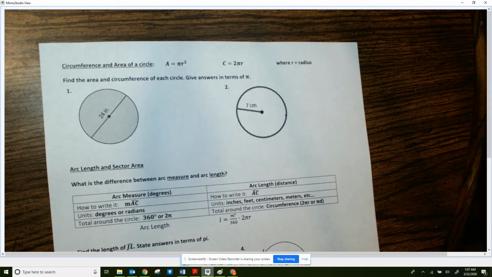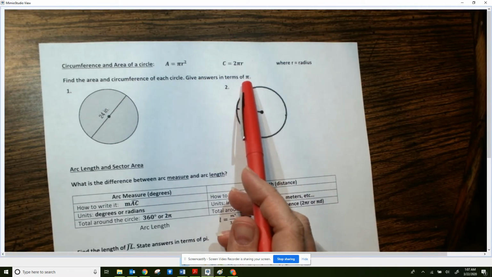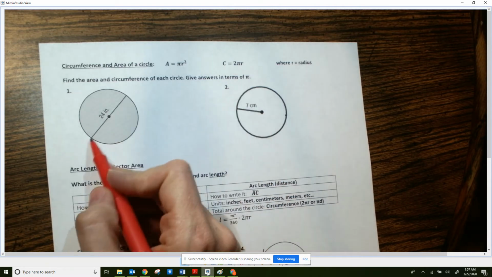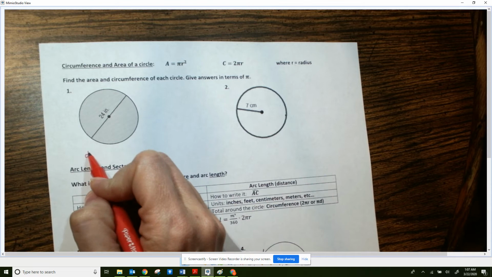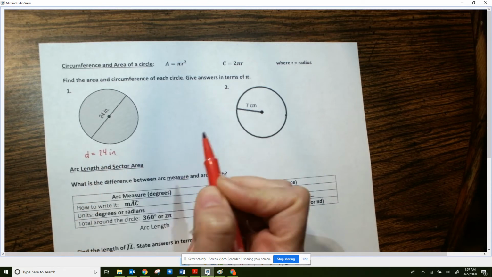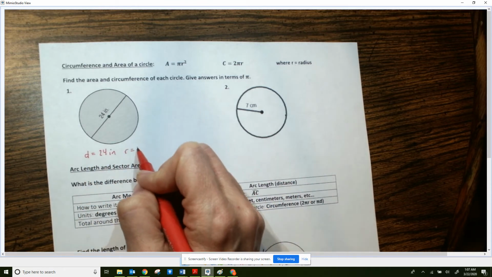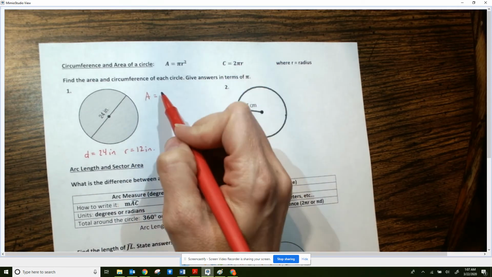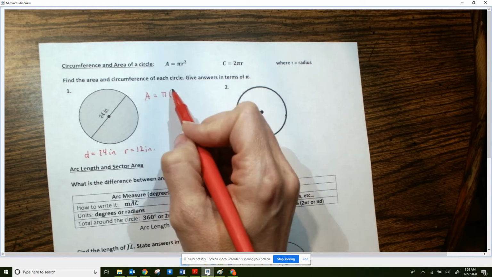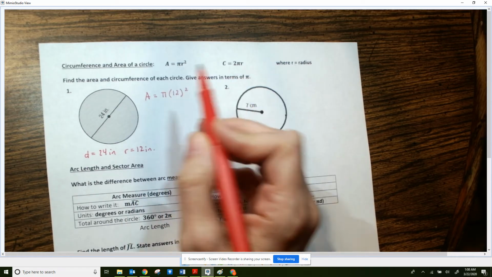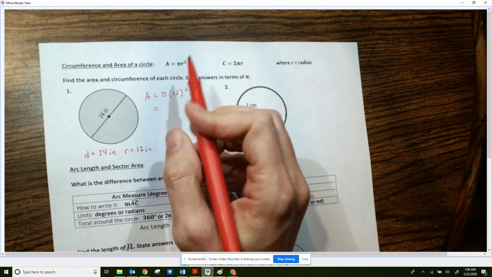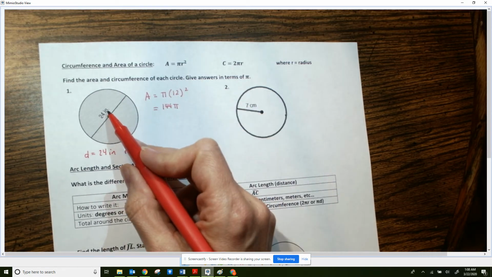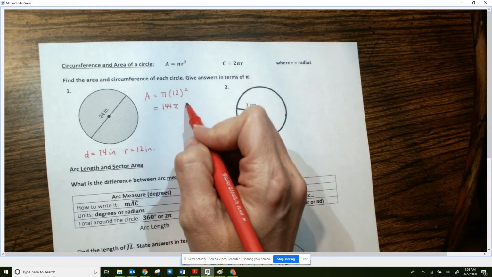Notice we are going to leave answers in terms of pi. So we're not going to multiply the pi, we're going to leave it. So on number 1, notice that the diameter is given of 24. So if the diameter is 24 inches, remember the radius is half of that. So the radius is only going to be 12 inches. So to find the area, we're going to take pi times the radius, which is 12, squared. So, of course, we square first. So 12 squared is 144. And then pi. And then we know it's inches. And so because it's area, this is going to be inches squared.